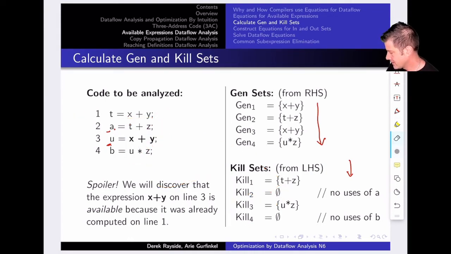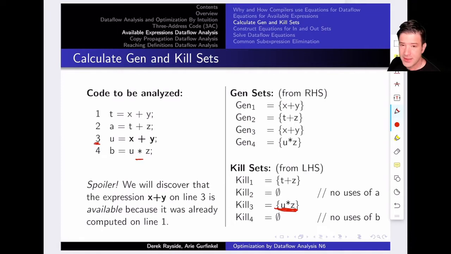Okay. So again, this is really important because if you're just looking at this, it's very easy to get lost a little bit and use your intuition too much. So for example, here, why is u times z in the kill set of 3? If you look at this program, you'll see that u times z is computed after 3. And so it's not even computed before, so it's not even really available before. And what's the point of putting it in a kill set? That would be a bad way to think about it.